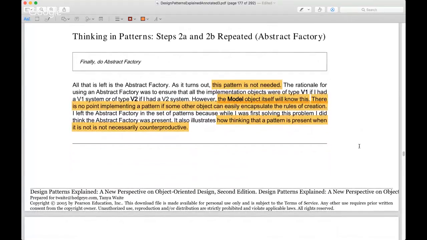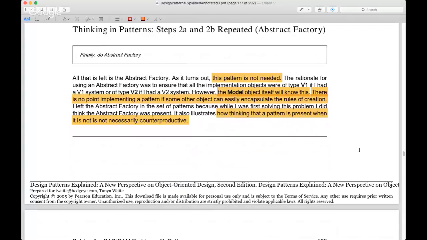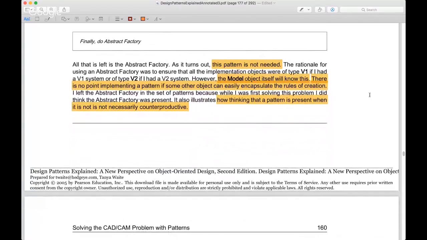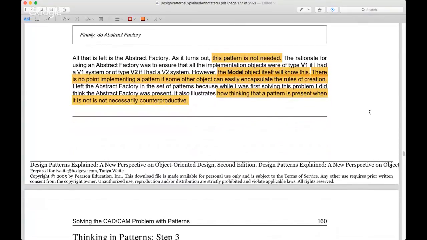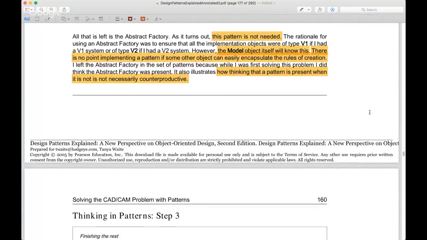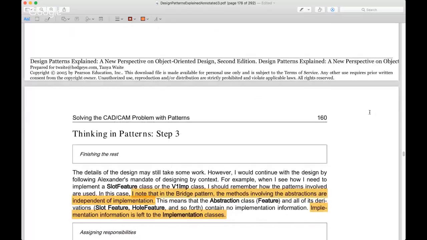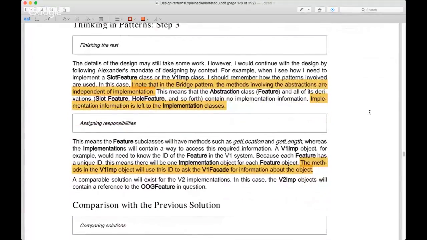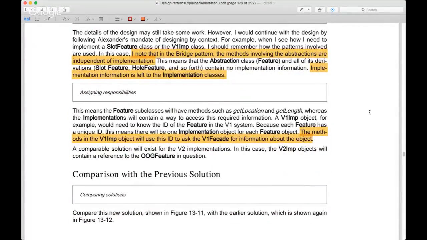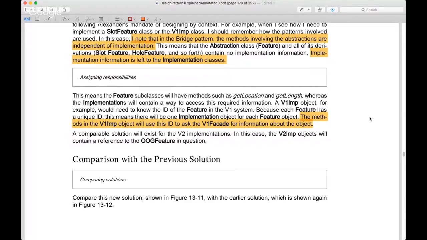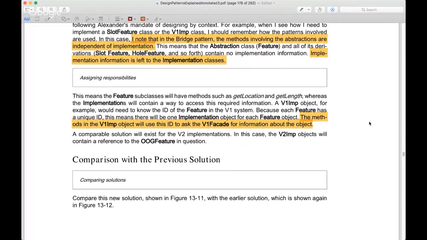The pattern is not needed because the model itself knows enough. So if the model itself knows enough, then you don't need to add functionality that's not needed. The details of the design are still going to take some work, but he would continue with the design by following Alexander's mandate. And he talks about how he implements the details of the V1 and the V2.